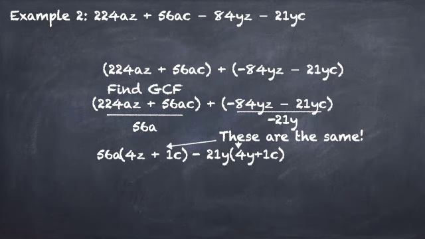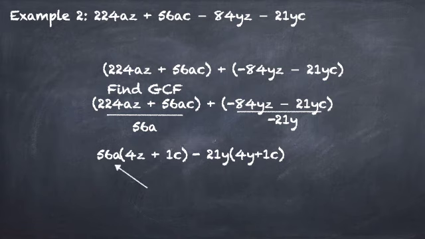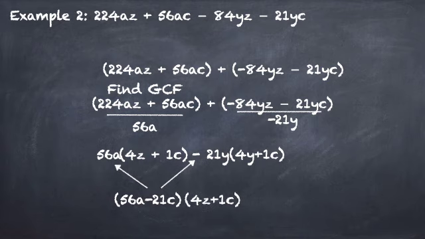I wrote that wrong. That should be 4z plus 1c because we took out a y. That was my bad. So we're going to take our GCFs and write 56a minus 21c, and then 4z plus 1c. And that's it.